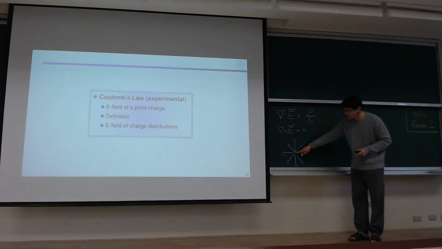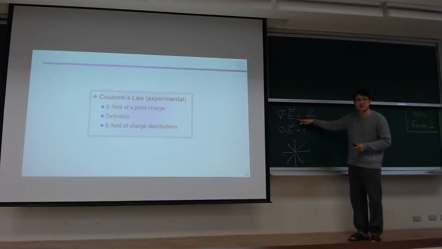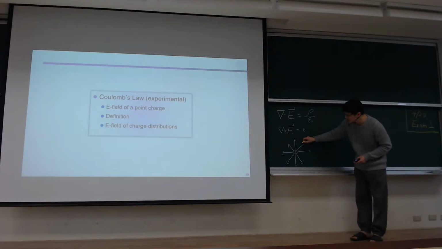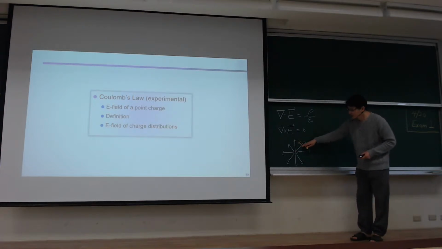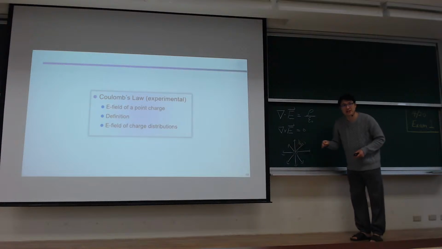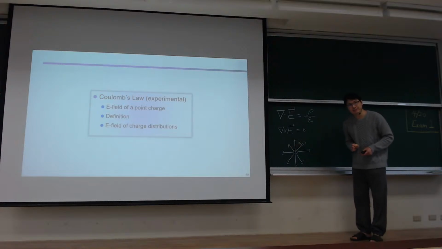So if we have a positive charge, by the divergence relation, we know that divergence gives you outward flux of the field. So in this case, all the E fields have lines. These are called E field lines. They are radiant, just like sunshine.